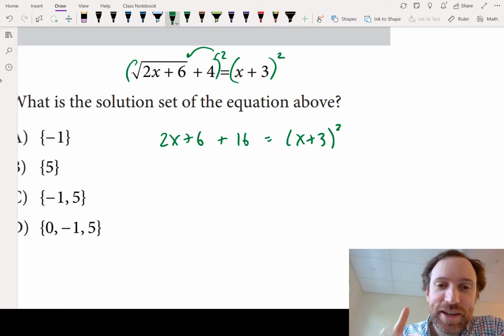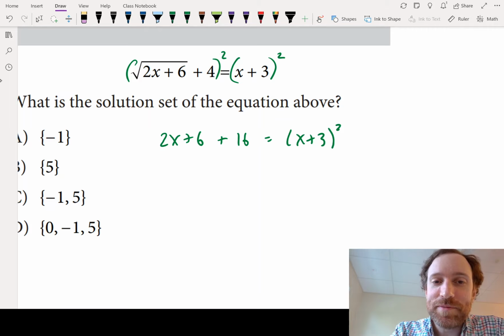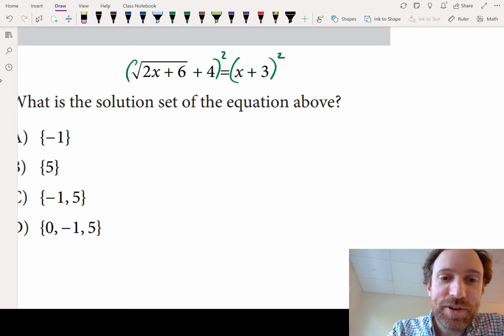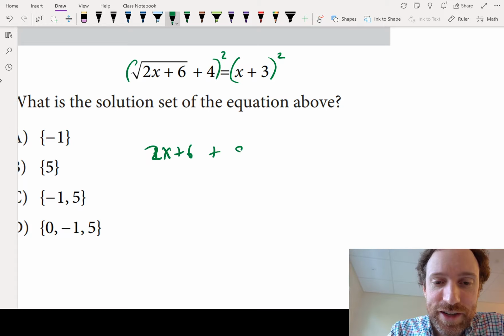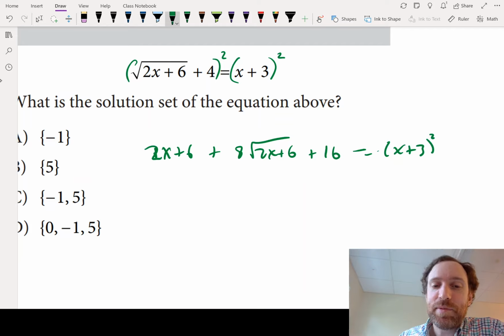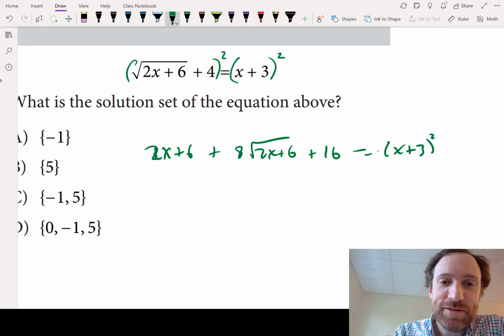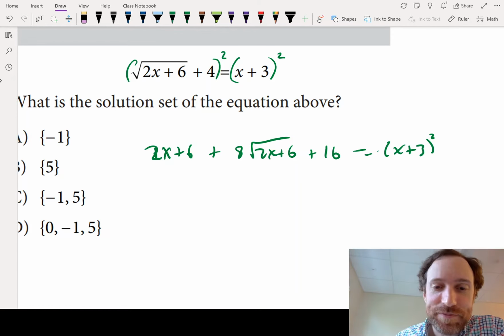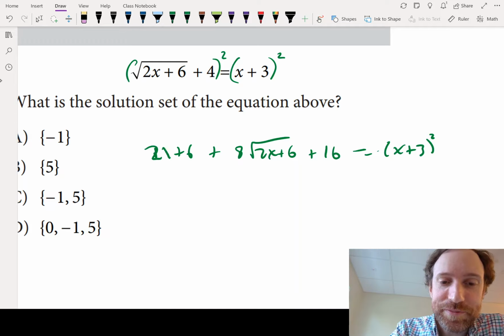So, to square both sides properly, instead of distributing like that, you would actually have to square this binomial. And that would not get rid of the square root. That would give you 2x plus 6 plus 8 root 2x plus 6 plus 16. If you're confused about why, you can go ahead and ask a question, but when you expand this, this is what you'll get, and you can actually do it to verify. So that does not get rid of the square root.